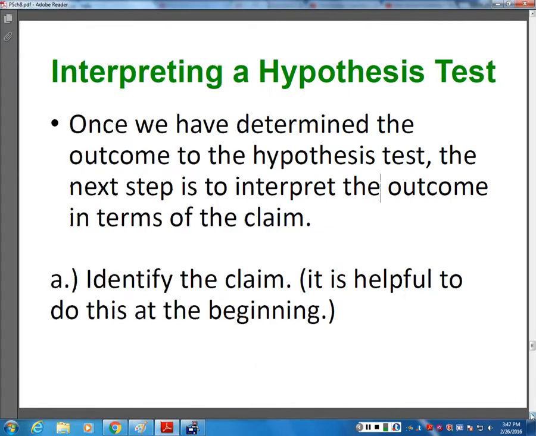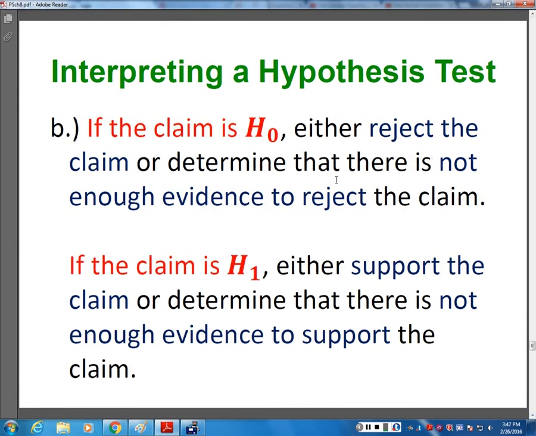The next step when interpreting is to do one of two things. If the claim is H sub 0, you either reject the claim or determine that there's not enough evidence to reject the claim. If the claim is the alternative, you either support the claim or determine there's not enough evidence to support the claim. We use these terms because of the logical basis that is going on whenever we reject or fail to reject the null hypothesis.